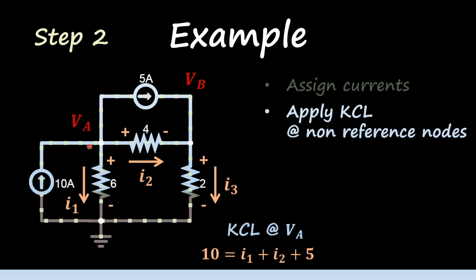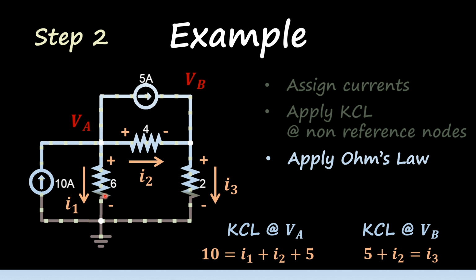So 10 amps is entering the node, and all the other ones are leaving: I1, I2, and 5 amps. You apply exactly the same thing at node VB, where now you have 5 amps entering, I2 is entering, and I3 is leaving. Now we're going to apply Ohm's law on these currents, I1, I2, and I3.